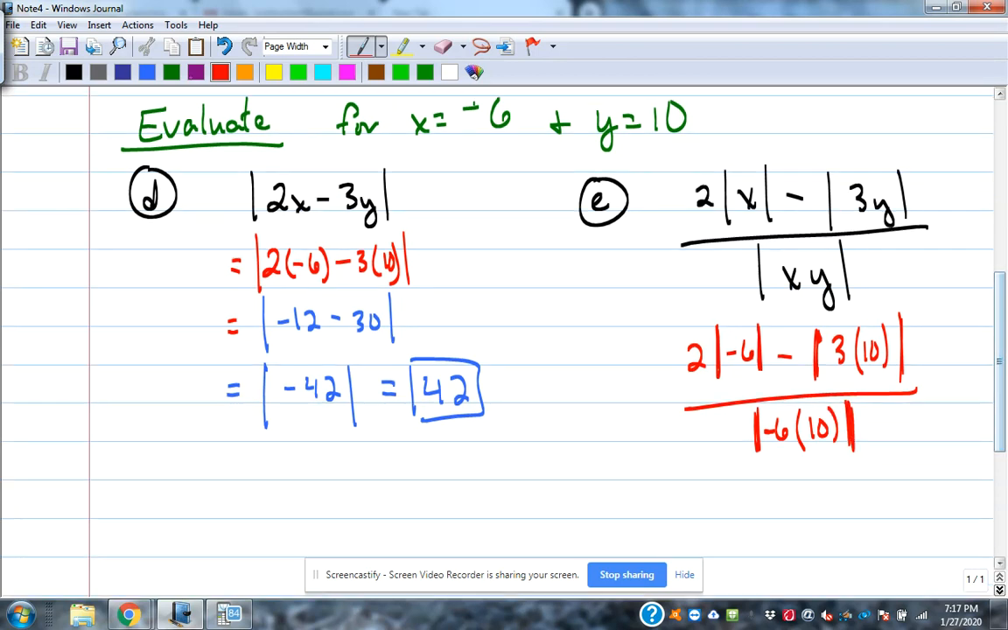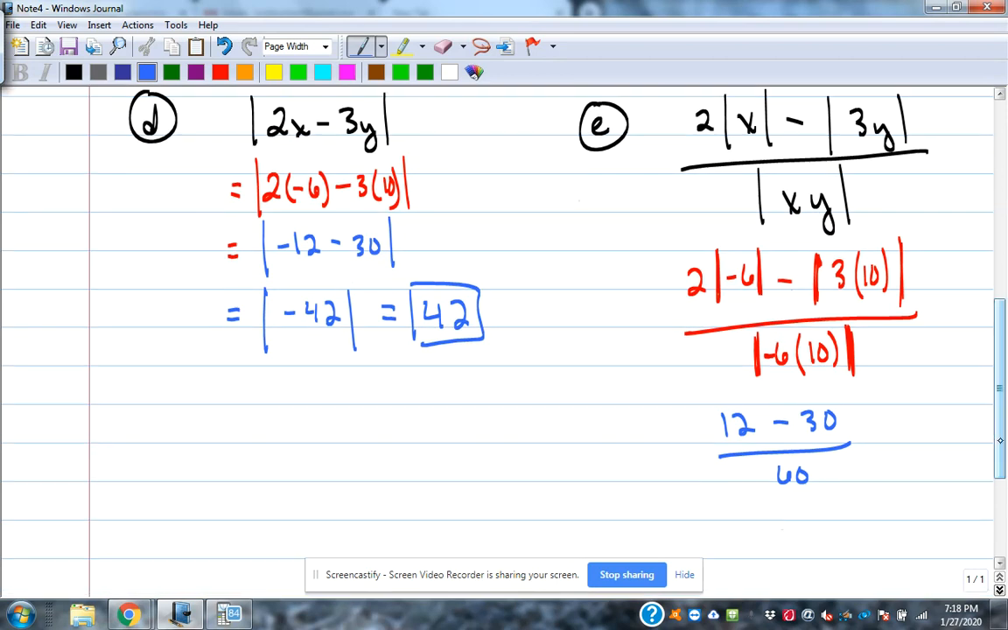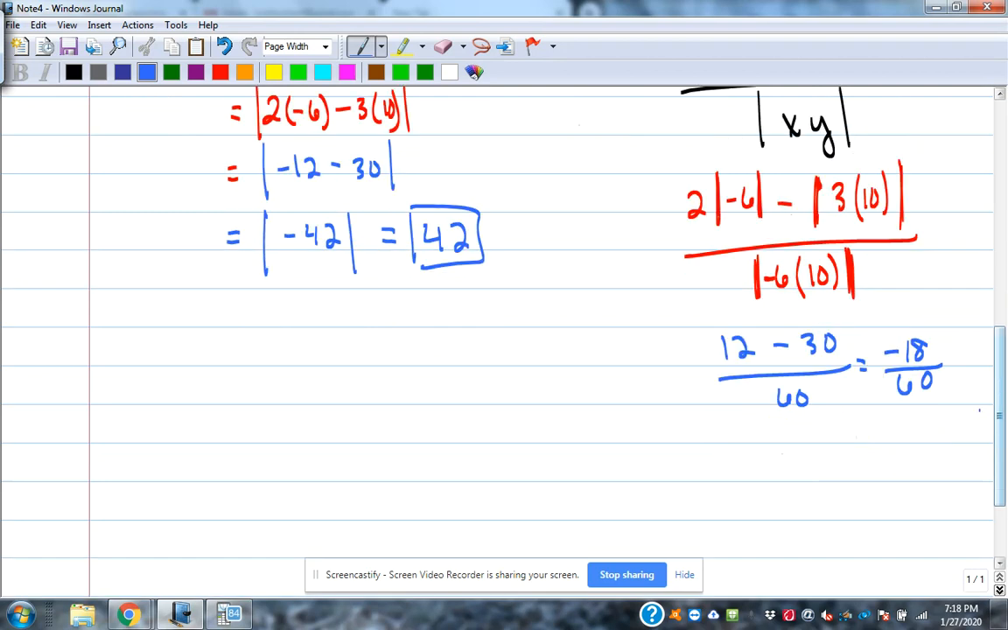Let's try to darken in my absolute value marks. So that'd be 12 minus 30 over 60. That'd be -18 over 60. And just reduce that fraction. -3/10.